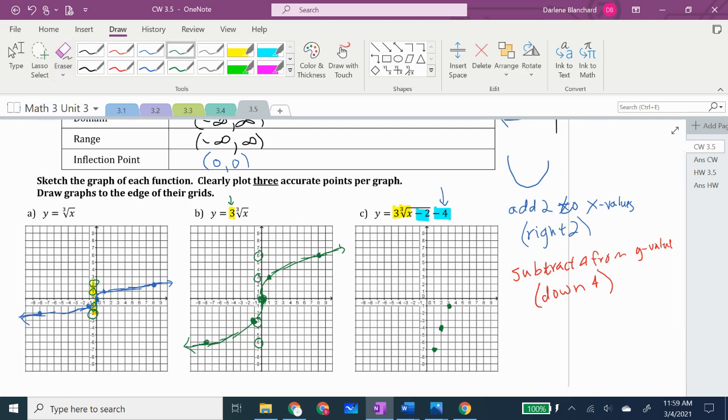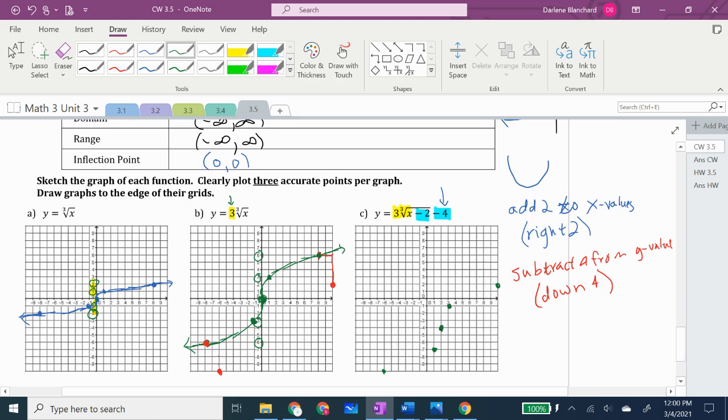And I can also shift the other points. So I'm going to do that over here. This point is going to move right 2, down 4. And so that's going to put it at (10, 2). And then this point also moves right 2, down 4. And now I'm going to plot that at (-6, -10).